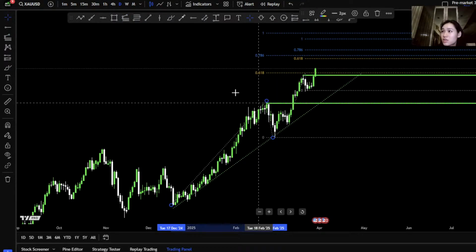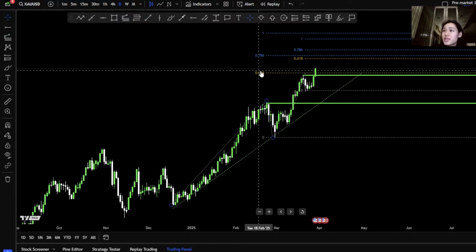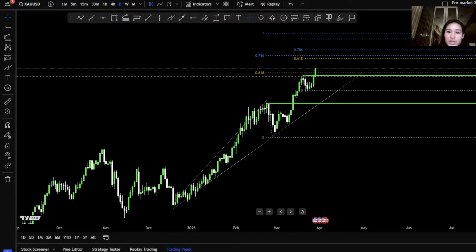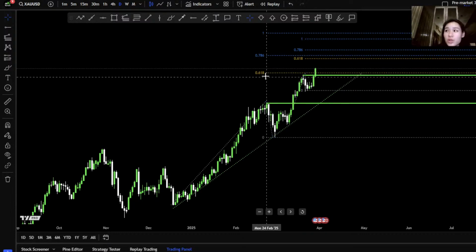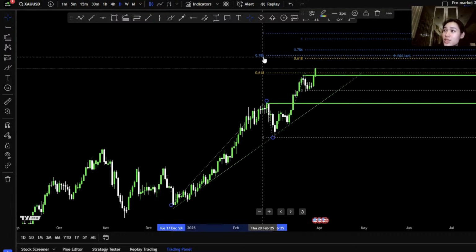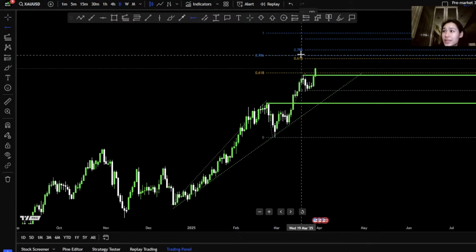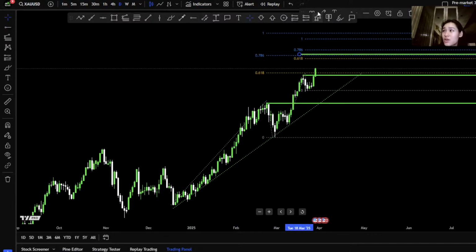Let's take a look. Okay, so you can see the 61 also lines up with that first support, but prices have already recently broken out of that, so I'm not going to use that anymore. I'll use the 78 because it lines up with our 61, and I will place our first resistance right about there.